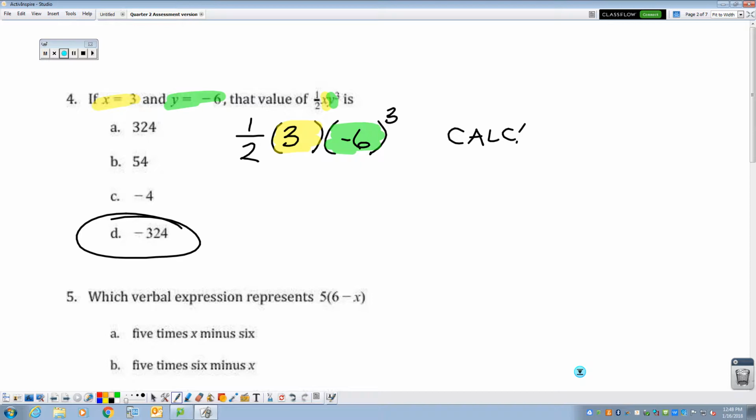And we get -324. If we had put that 3 on the inside, for this question it might not have impacted our answer, but in other questions it might. So you have to be careful that this 3 goes on the outside.